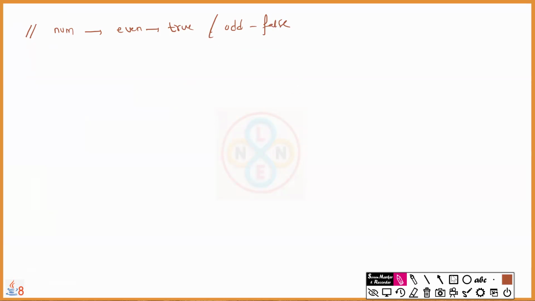Then for this scenario, what's the lambda? How many inputs are required? One input only. So single input means the parentheses are optional, the type is optional. Then what's the scenario? n modulo 2 double equals 0 is the condition. If yes, even, true. If no, false.